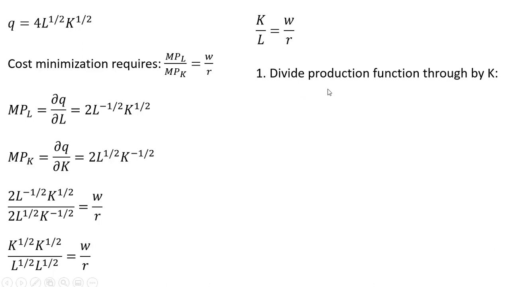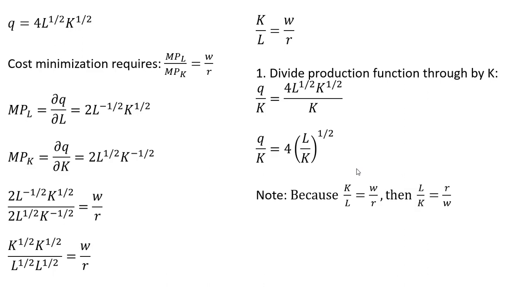Our next step is to divide the production function through by K. We're going to divide the left-hand side and the right-hand side of this equation right here through by K. So the left-hand side becomes Q divided by K, and the right-hand side becomes the following. Simplifying the right-hand side a little bit, this K to the 1/2 divided by K just leaves us with K to the 1/2 in the denominator, so we can write that result like this.